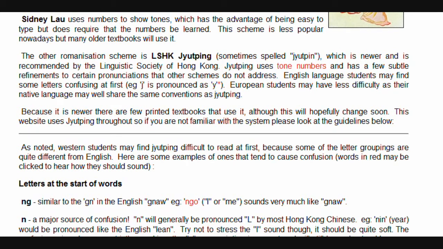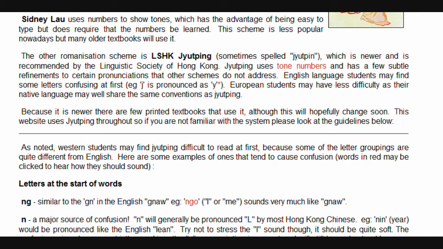Although this will hopefully change soon, this website uses Jyutping throughout, so if you are not familiar with the system, please look at the guidelines below. As noted, Western students may find Jyutping difficult to read at first because some of the letter groupings are quite different from English. Here are some examples of ones that tend to cause confusion. Words in red may be clicked to hear how they should sound.